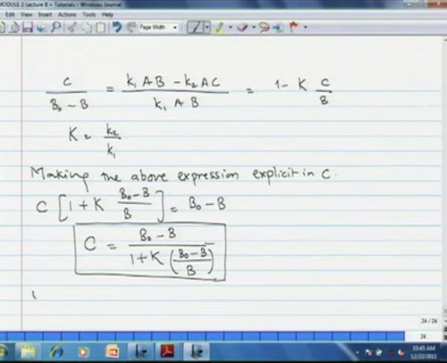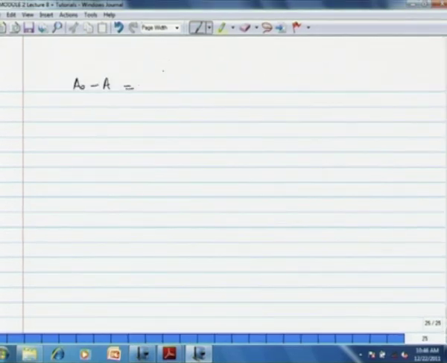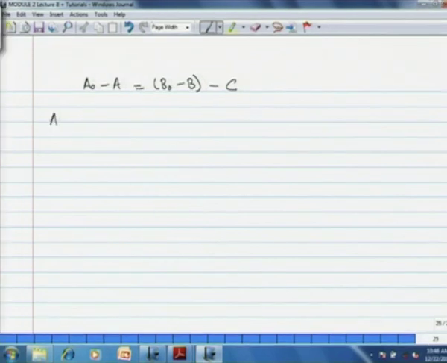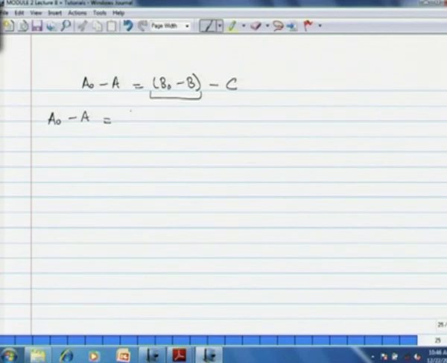We can also write that number of moles of C formed are the number of moles of B reacted minus the number of moles of A reacted, based on material balance. And then we get A naught minus A is equal to B naught minus B minus C, and now for C we substitute the expression that we just derived, A naught minus A is equal to, now B naught minus B is the number of moles of B converted.